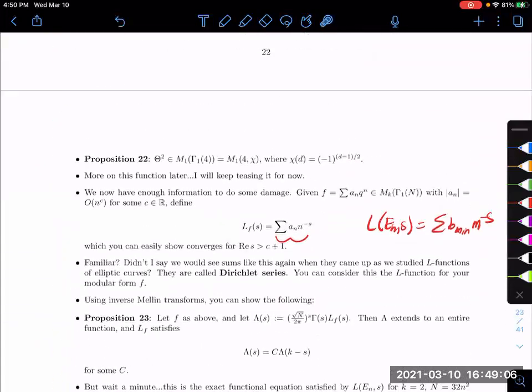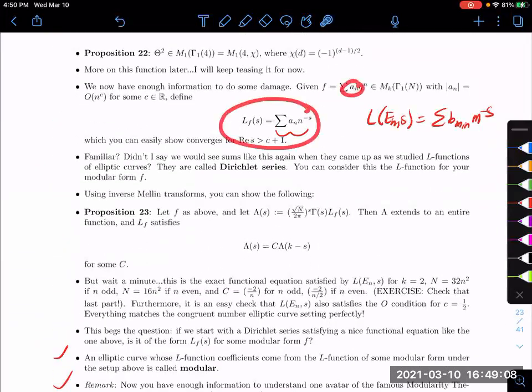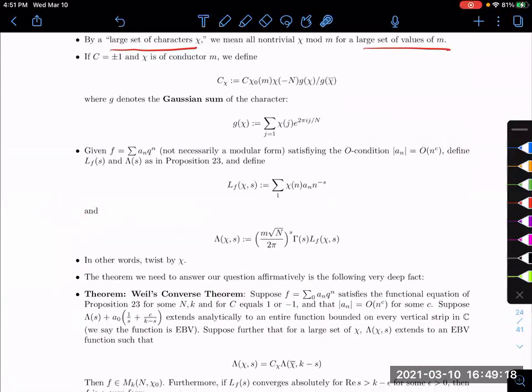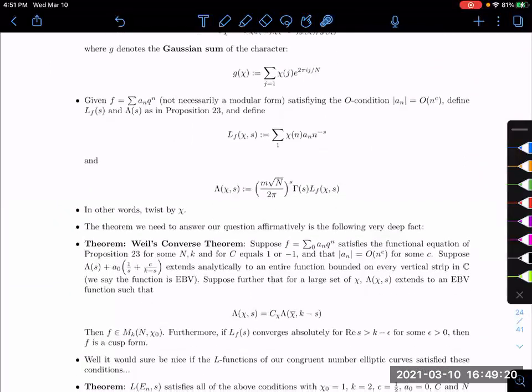L sub f will be the Dirichlet series made out of these coefficients, just like it was when f was actually a modular form. And capital lambda will be this exact expression right here. Okay, so those definitions are not changing, but I'm going to introduce two final definitions.